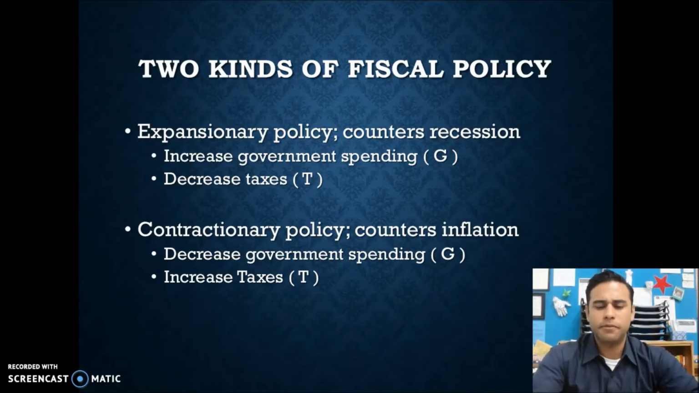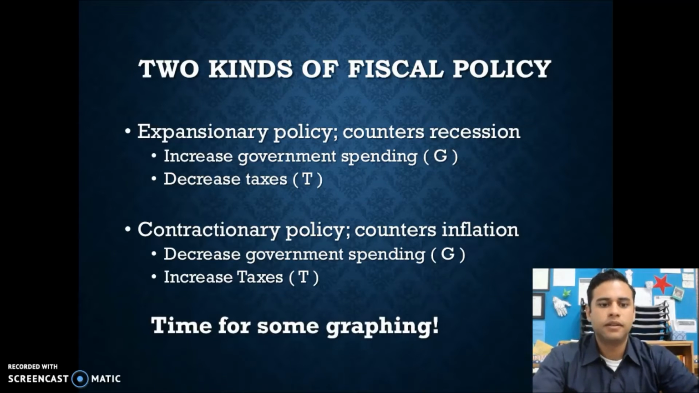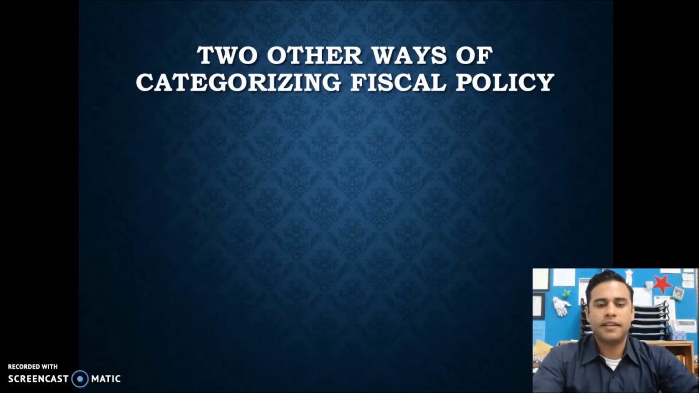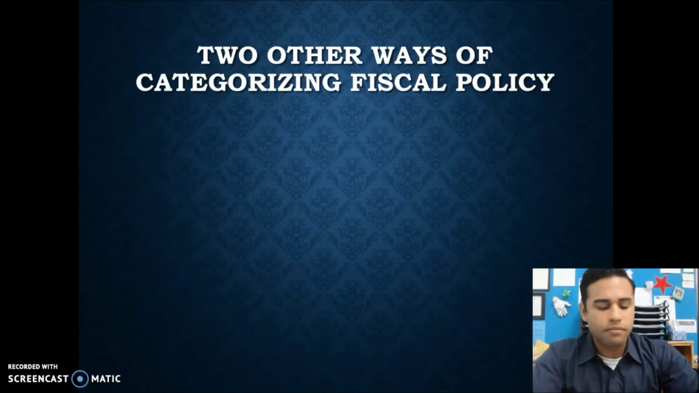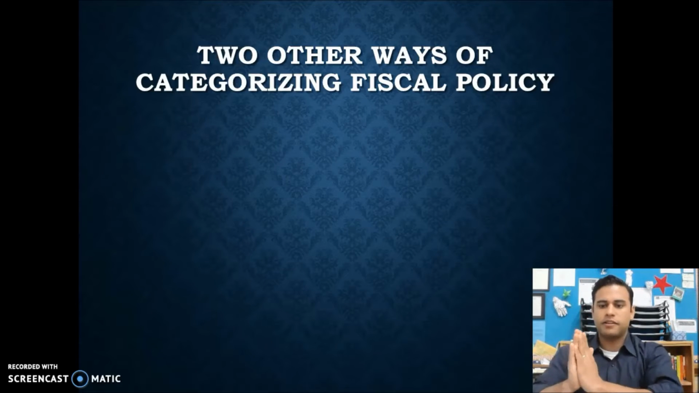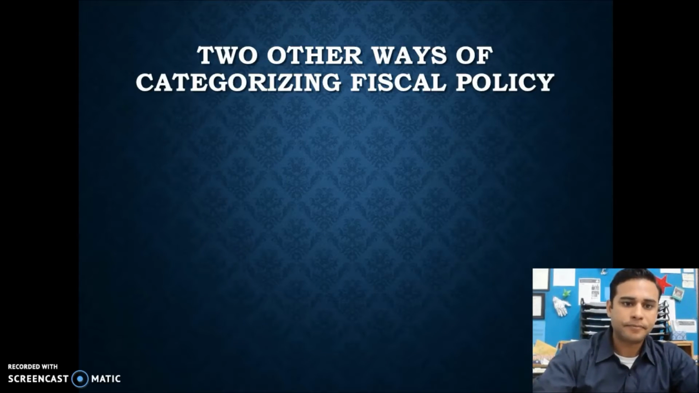Pretty simple, right? These are pretty simple relationships. Fiscal policy is not actually very difficult. Okay? We've already graphed it, so we're going to continue on with the notes. You should, in your notes though, go ahead and pause. If you haven't graphed these things, go ahead and graph your aggregate model and show aggregate demand increasing for expansionary policy and decreasing for contractionary.